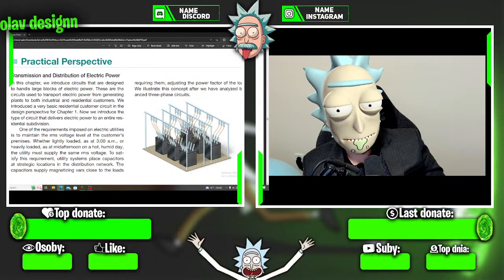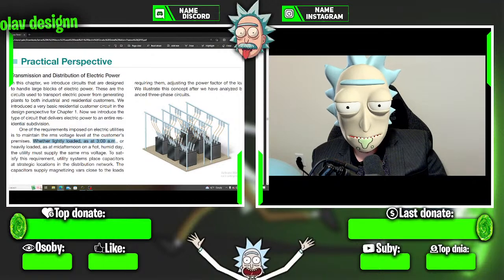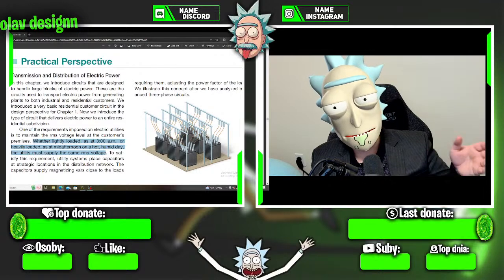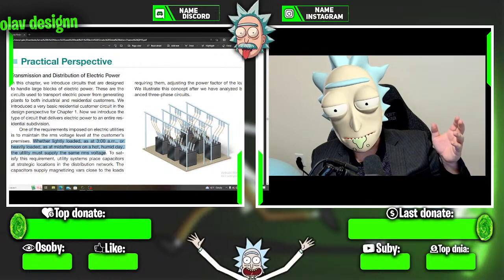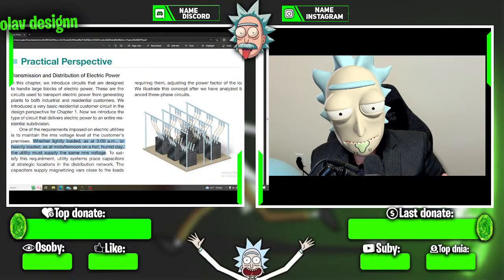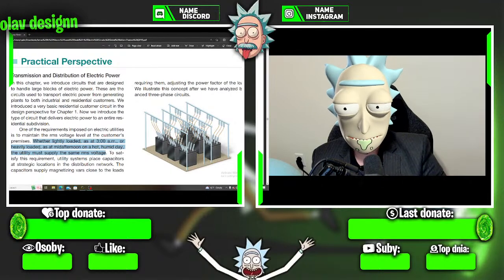You need that 240 volts RMS. So, whether it's lightly loaded at 3 a.m. or heavily loaded on a hot, humid afternoon, the utility must supply the same RMS voltage. Same concept of what I literally just said. No matter whether there's a heavy load or the circuit isn't under much stress, it needs to have the same output.